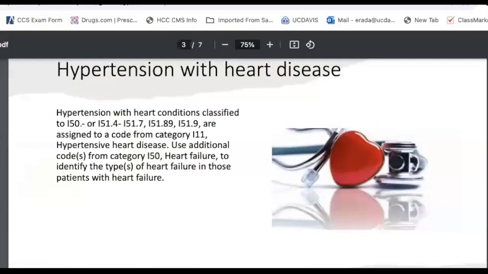What are those codes? I-51.4. Right, let me switch you back here. Right here: I-51.4, I-51.7, I-51.89, and I-51.9. There is also I-50 here, but let's talk about that after we have discussed this. All right, so what are these heart diseases that have those codes?